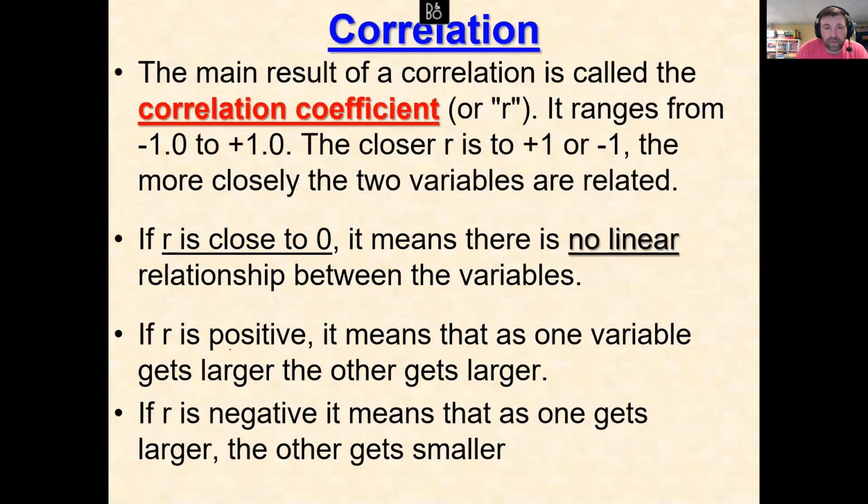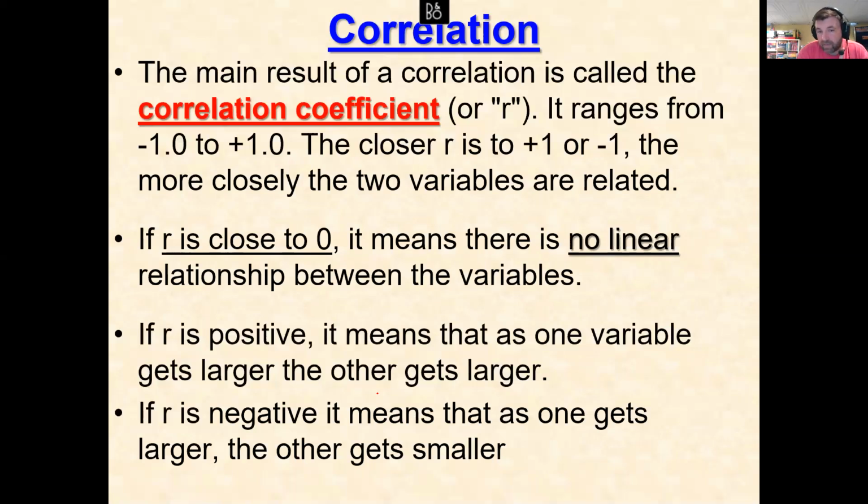This is just talking about if R is positive. If R is positive, that means as one variable is getting larger, the other is getting larger as well. It could also mean as one's getting smaller, the other one gets smaller. That's saying the same thing. As X goes up, Y goes up. Or if you were going backwards, as X goes down, Y goes down. They're doing the same thing. It's a positive relationship.